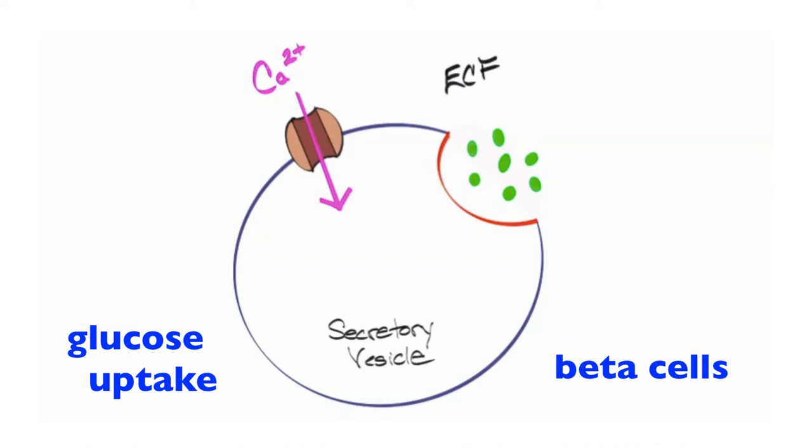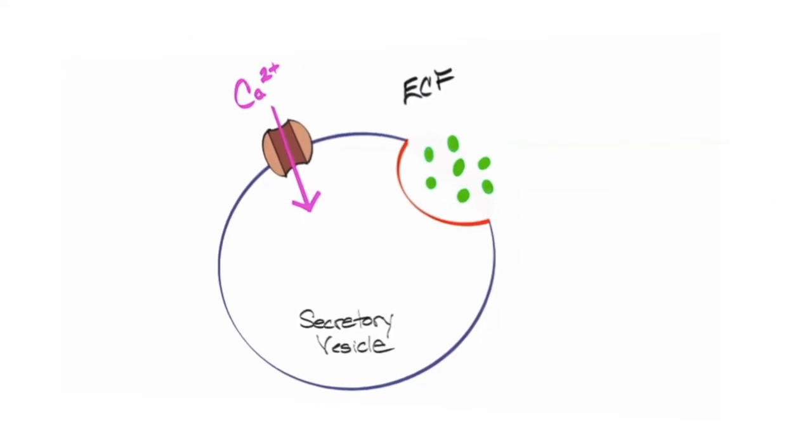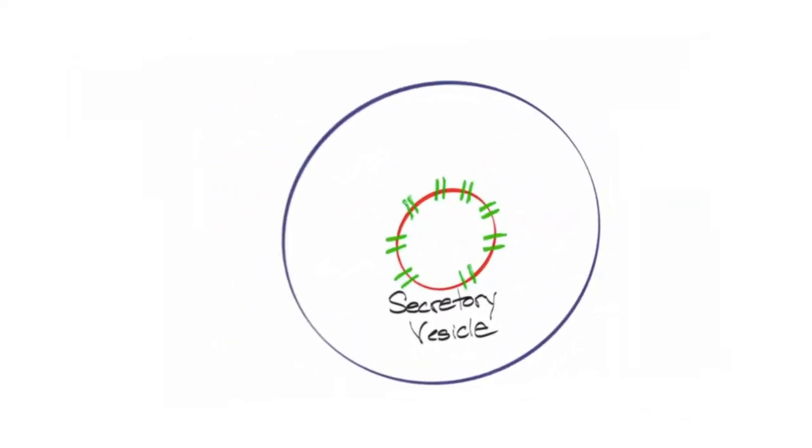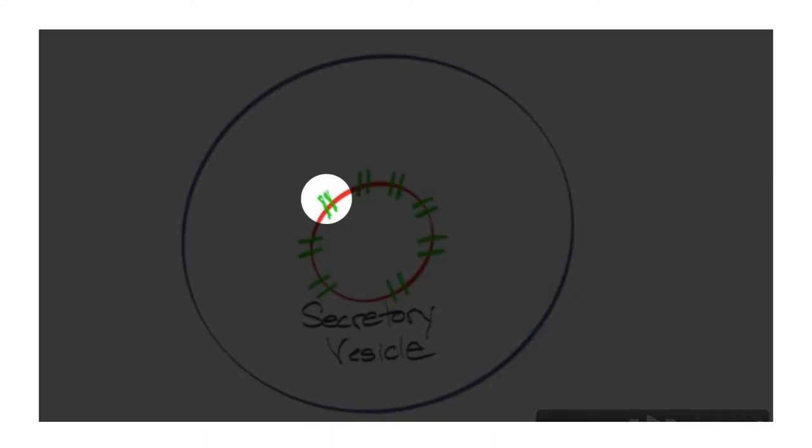If this were insulin being released, this is not the skeletal muscle cell. This would represent the pancreatic beta cell, and this cell would represent the skeletal muscle cell. In red, we have the secretory vesicle, and instead of having a signaling molecule or a bunch of signaling molecules confined within the secretory vesicle, what we have are glucose channels. Here's one glucose channel, here's another, another one, another one. And these are what are known as GLUT4 channels.